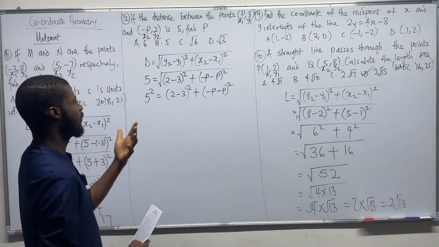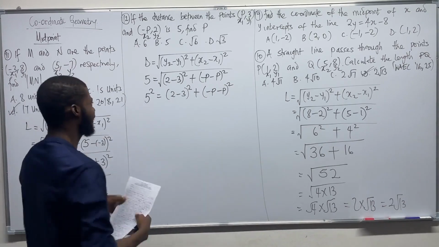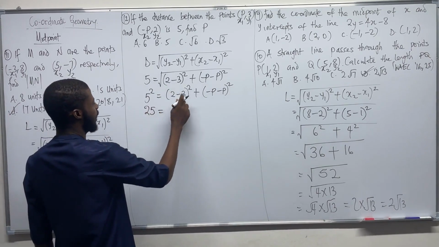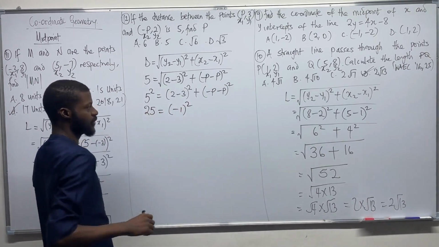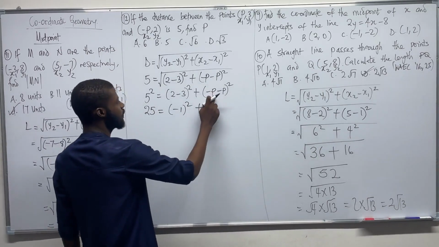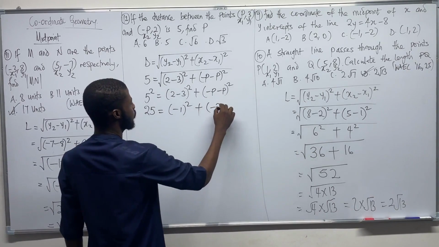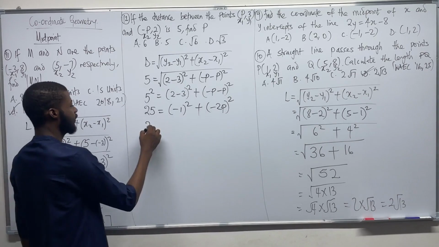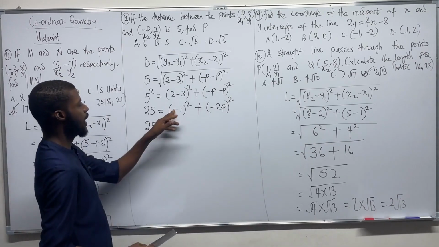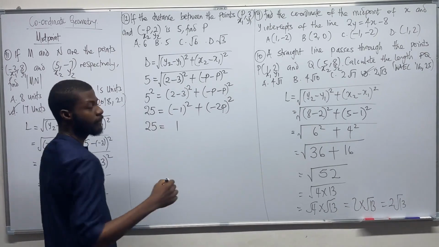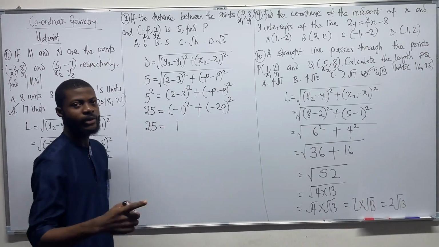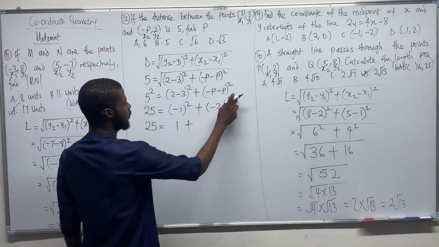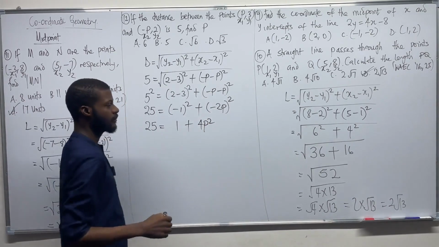Next, let us simplify further. So 5 squared is 25, equal to 2 minus 3 is minus 1, then you put your square. Minus p is minus 2p, all squared. So this is 25 equal to minus 1 squared, which is 1. Minus 1 squared means minus 1 times another minus 1, so that's plus 1. Then minus 2p squared is 4p squared.